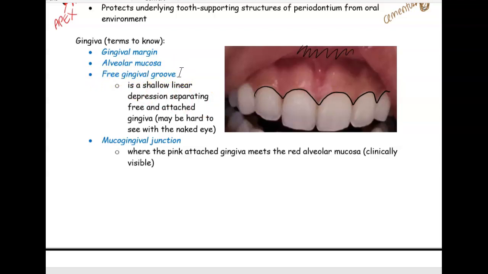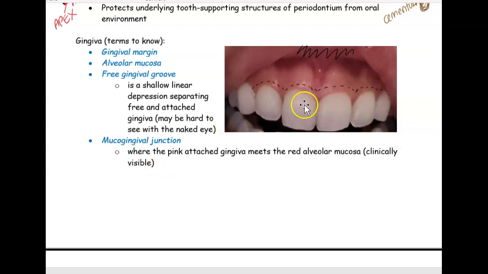Free gingival groove. So for the free gingival groove, I'm actually going to erase this over here, and I'm going to go over the free gingival groove. I'm actually going to draw it, and I'm going to draw it in a dashed line. Okay, so the free gingival groove is basically an imaginary line that's separating the free gingiva and the attached gingiva.